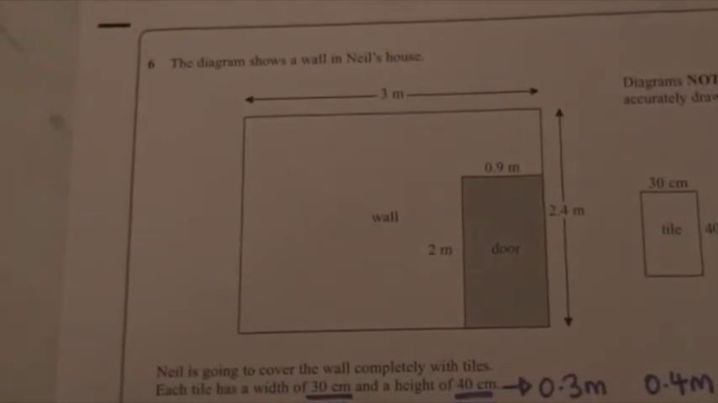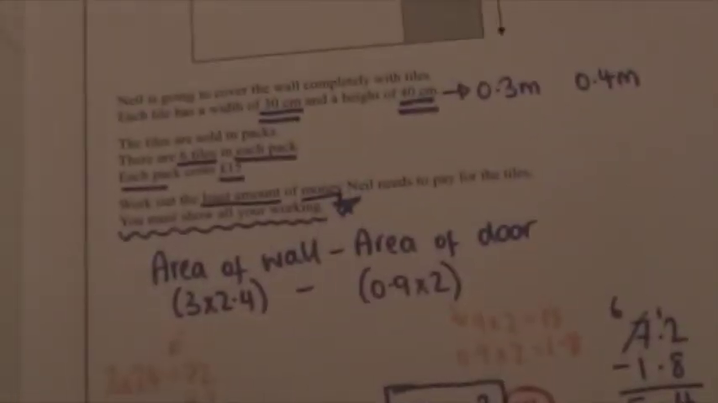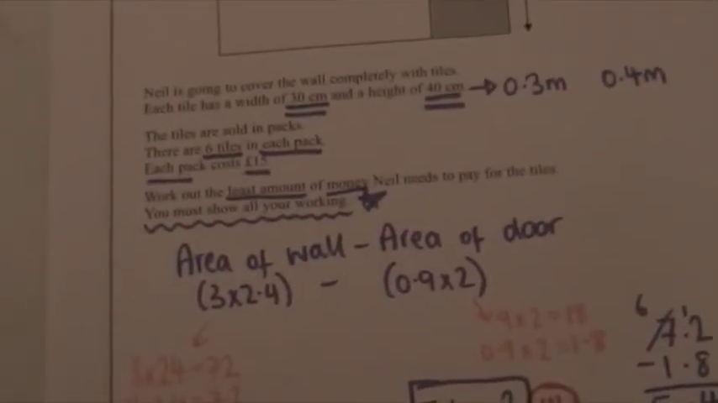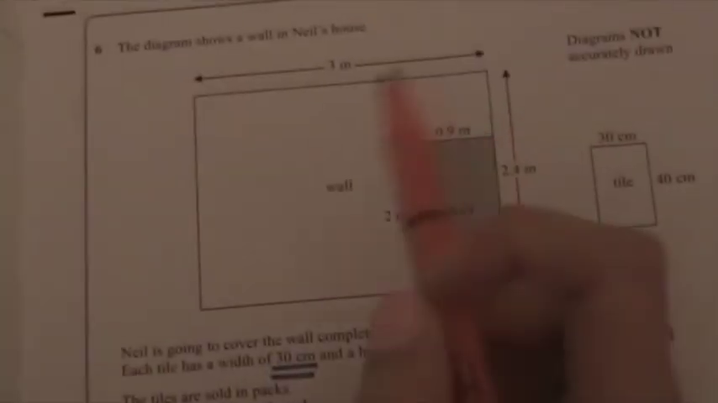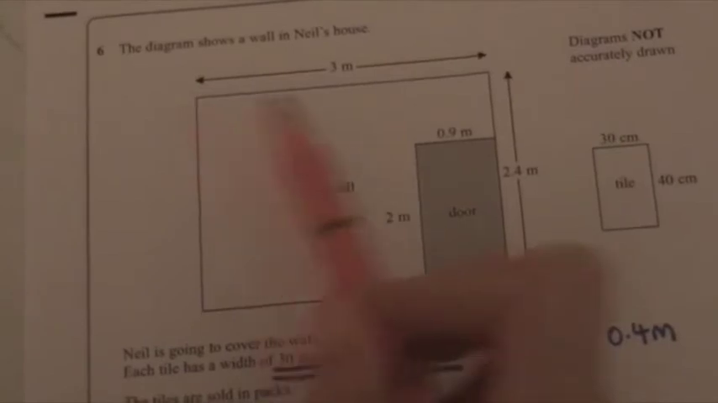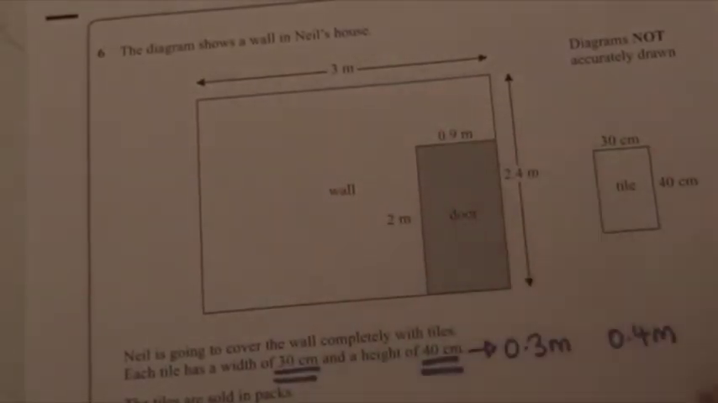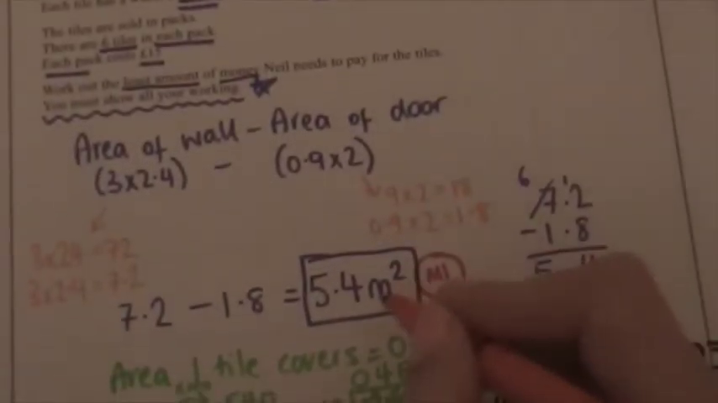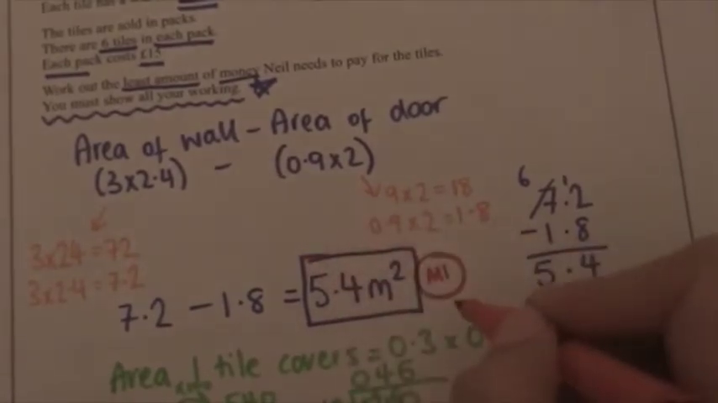Question 6, mark scheme. So, 4 possible marks, 3 method marks and an accuracy mark. Your first method mark is for correctly identifying that he's not going to decorate the whole square. It's going to be the area of the whole wall minus the area of the door. So 5.4 is seen with the method, that's one method mark.